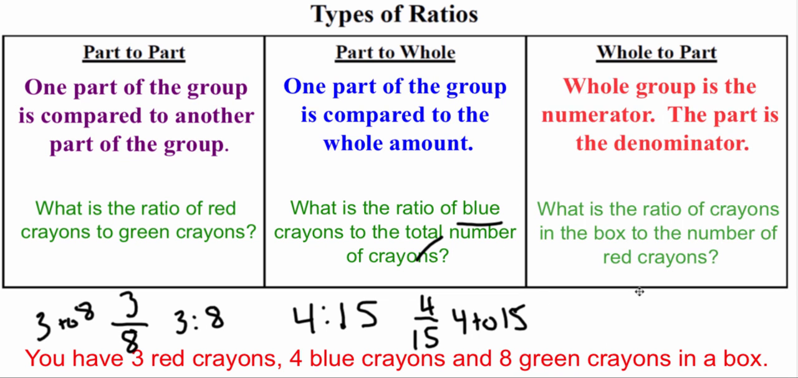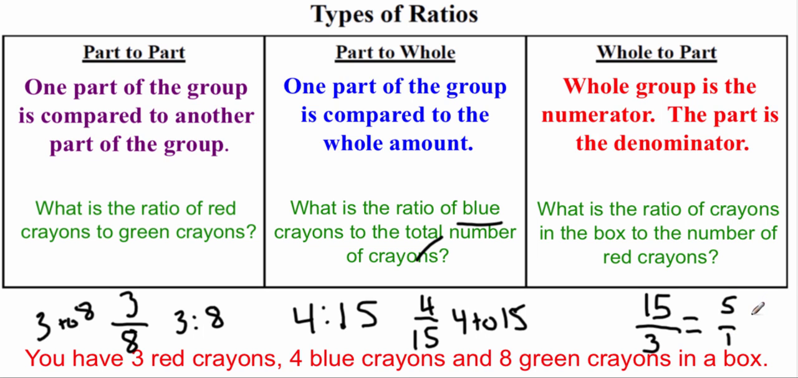Last one is whole to part, which is basically just the opposite of the one Mr. Romanovich just went over. You're going to take the ratio of the whole group to just one little part of it. So we want to know, what is the ratio of crayons in the box to the number of red crayons? Well, Mr. Romanovich already added them up. There are 15 total crayons. That's our numerator. Denominator is going to be 3. That's the number of red crayons. In this case, this one can be simplified. They can both be divided by 3. So we get a ratio of 5 to 1.